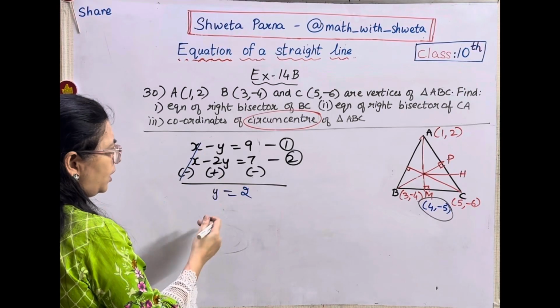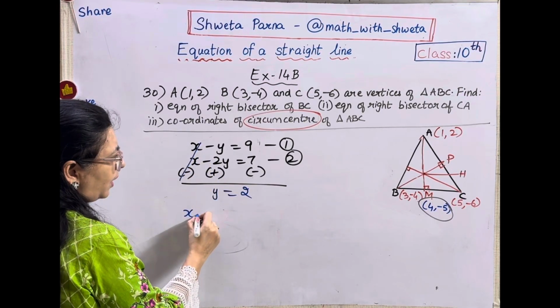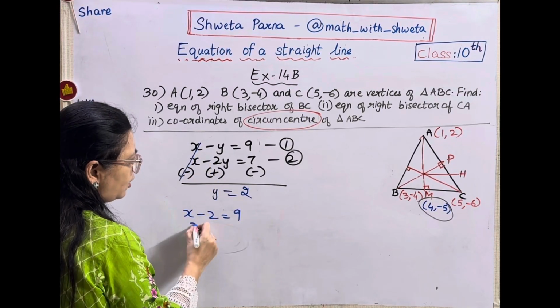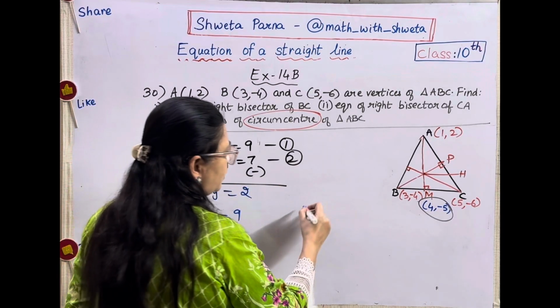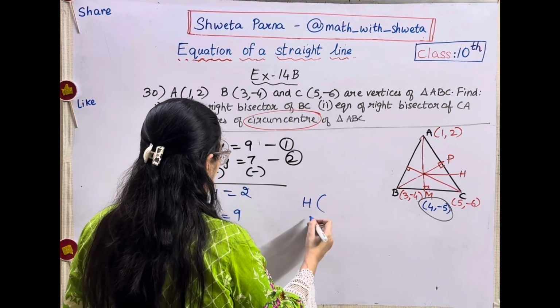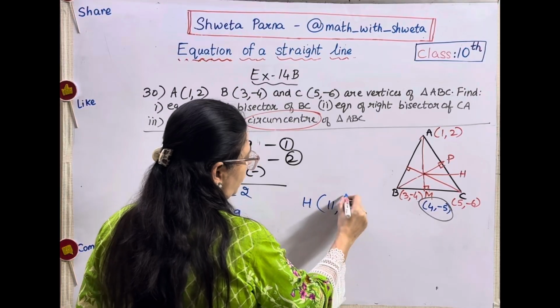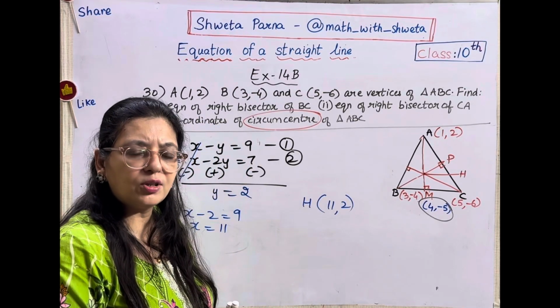Now substitute in any equation. So x minus 2 is equal to 9. So x is equal to 9 plus 2, which is 11. So what is the coordinate of the point of intersection? It is 11 and 2. I hope it's clear, children.